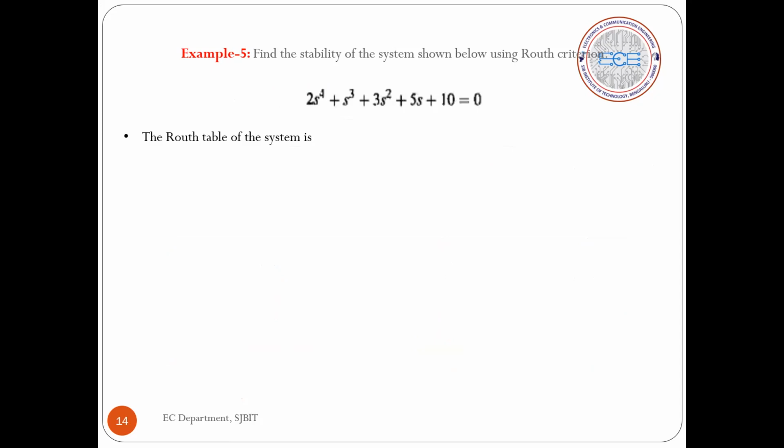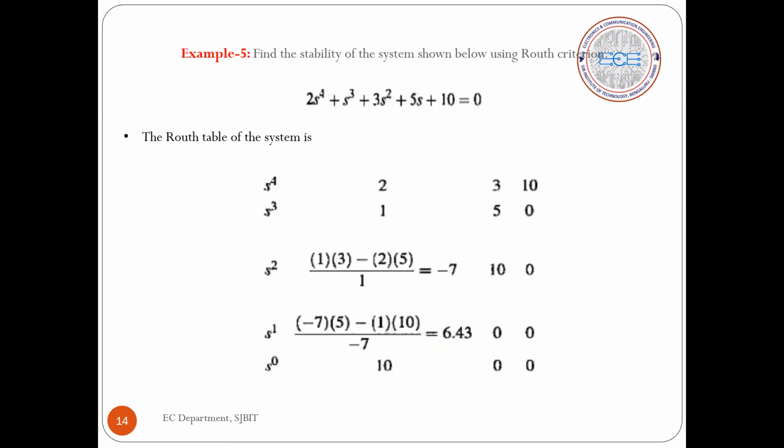So next, we have one more example with s power 4, s cube 3s square 5s plus 10 equals 0. So we have to construct the Routh's table. Very simple, how will we do it? We will fill the first and second rows with the characteristic equation itself: the coefficient of s power 4, that is 2, the first element; the coefficient of s square, that is 3, the second element; and the constant 10 I have here.